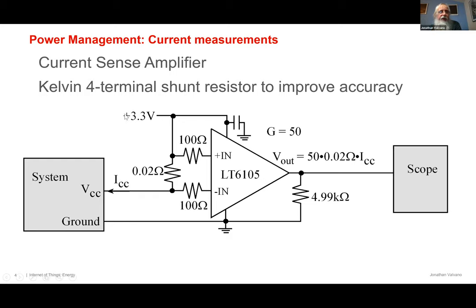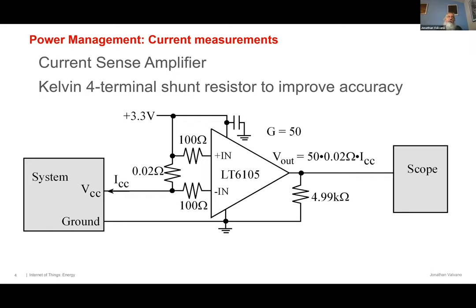This is the standard, that's the power line. That's the power signal coming into my system that would normally be connected there. But it goes through this 0.02 ohm resistor, which sucks up some of the energy, but produces a voltage. But now I'm going to amplify that and display it on the scope or measure it other ways.